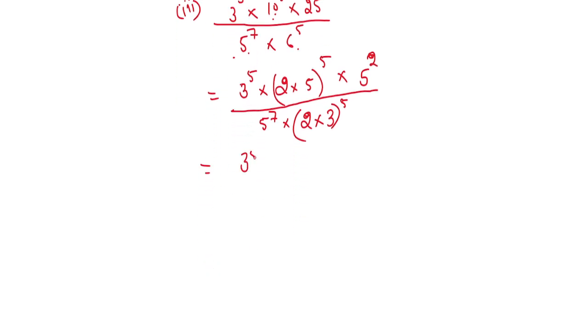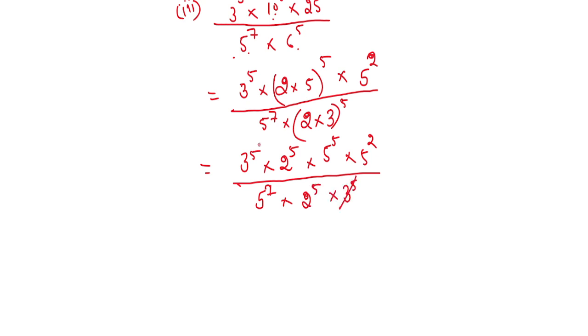Now 3 raised to the power 5, 2 raised to the power 5, 5 raised to the power 5, 5 raised to the power 2. Means in this step, what I do, I open the brackets. Okay. Now 3 raised to the power 5 and 3 raised to the power 5 are the same. Now 5 and 5 are the same here, means the base is the same. So you have to add the powers. So 5 plus 2 is 7, and 5 to the 7 is here.